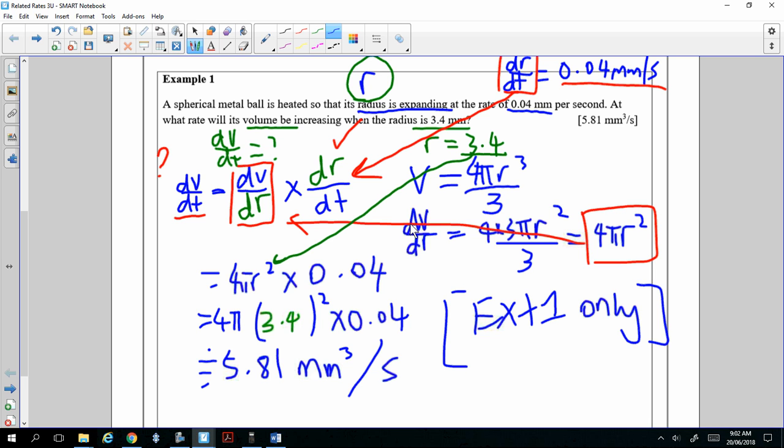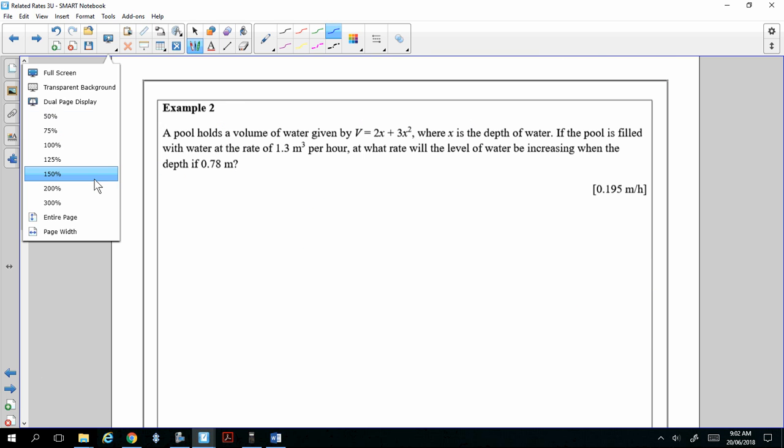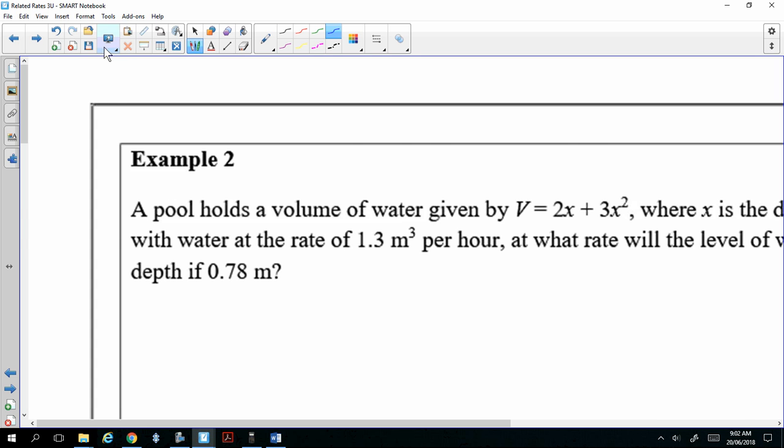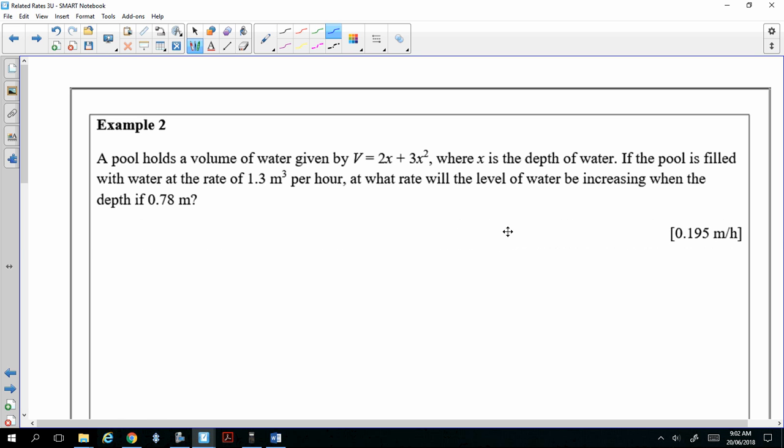Okay, good. So we're going to do the next page. Okay, so look at another problem about volume of water given by this formula. So this time the formula is given, unlike the other one, where you had to find the formula yourself. So this one, the formula is given, where x is the depth of water. The pool is filled with water at this rate. So that means this is the information about volume.